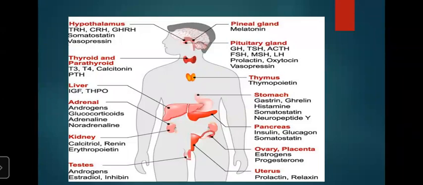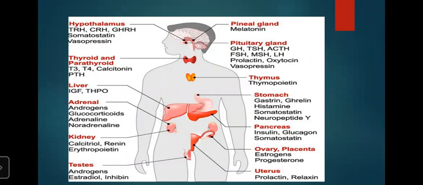So let us see some glands, their location, hormones, and functions. The gland is hypothalamus. Where is it located? It is located above the pituitary gland in the forebrain, and it secretes hormones which control the activity of secretory cells of the pituitary gland. The function of this hypothalamus is that it controls the pituitary gland.